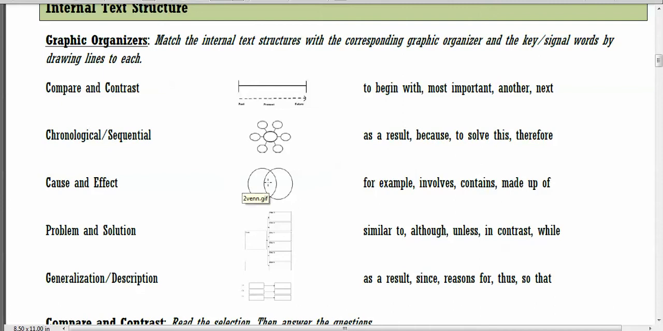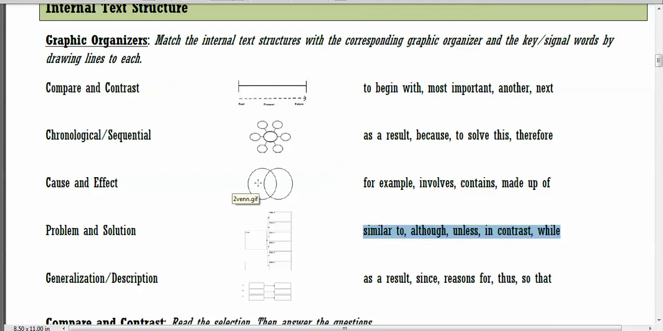And one of the things that I want you to notice is the types of words that you might see with it, signal words. You might see these: similar to, although, unless, in contrast. These are signal words, words that prompt you to think, whoa, if I see this in the reading, this is probably a compare and contrast text structure, okay? The text is probably organized compare and contrast. Again, a Venn diagram helps to support your understanding of that.